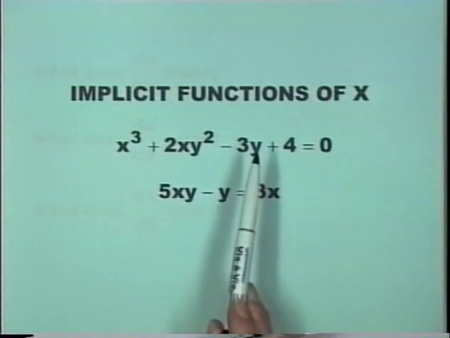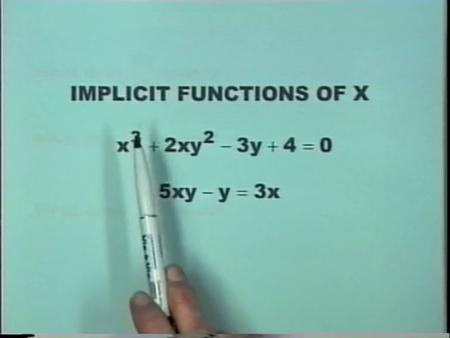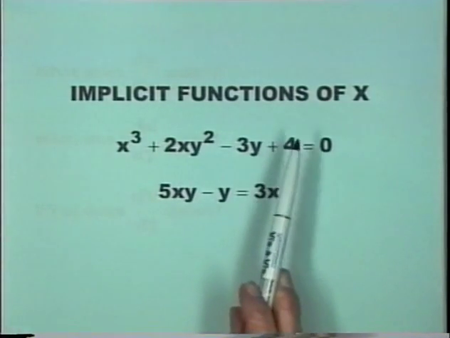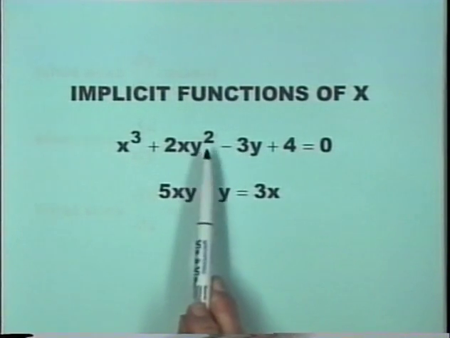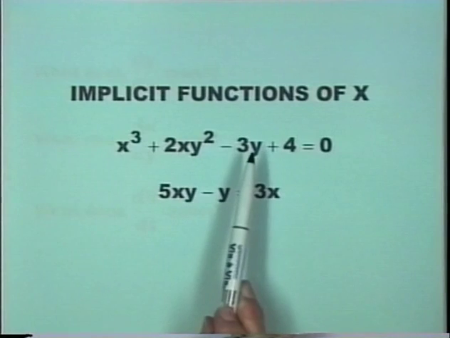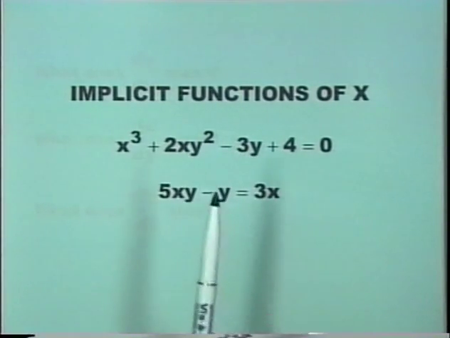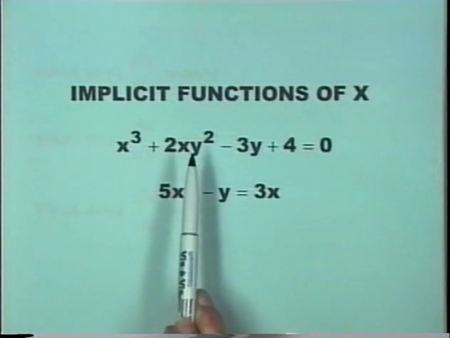Now you might say, well, perhaps we could rearrange this and solve for y. You might take the x cubed over to the other side and the 4 over to the other side, but notice you have two terms left that involve y. One of them, y is squared, and the other one, y is not. So even factoring out a y would leave another y embedded in there. This would be very difficult to isolate y on one side of the equation.